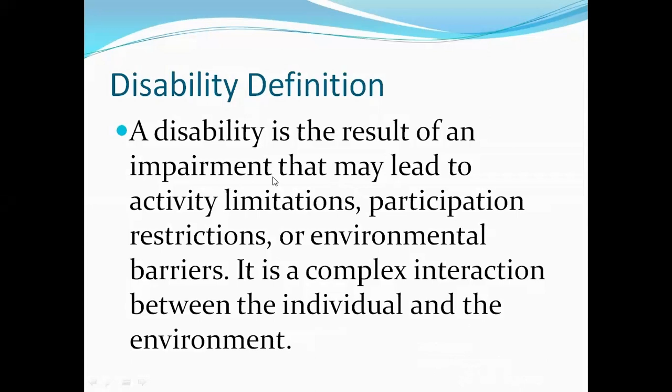A disability is a result of an impairment. We have seen that impairment is loss of an organ or a part of the body that impairs the functioning or activity of the person, especially that organ. Disability is a result of the impairment that may lead to activity limitations, participation restrictions, and environmental barriers. For example, a physically impaired person, meaning those who lost their limbs, is unable to climb the steps. They may use a wheelchair, but they are unable to climb the steps until they are provided with special amenities.